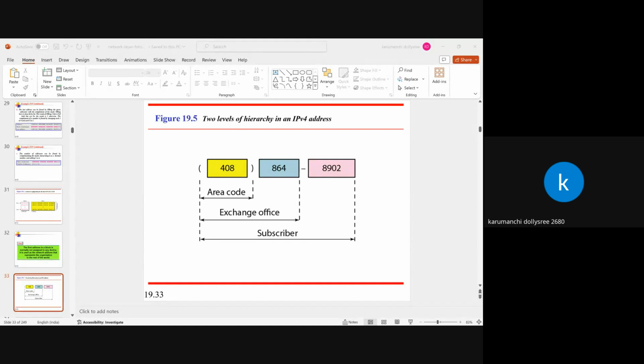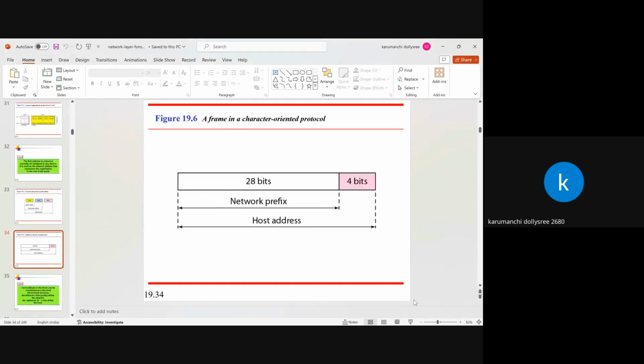So the next one, if you see in the slide, we have a frame in a character oriented protocol, right? Character by character, we will be checking. So it is two levels of hierarchy in IPv4 address. Here we will be having no subnetting. When we use the before diagram, there we have a subnetting hierarchy. When we use this two level hierarchy, there is no subnetting here.